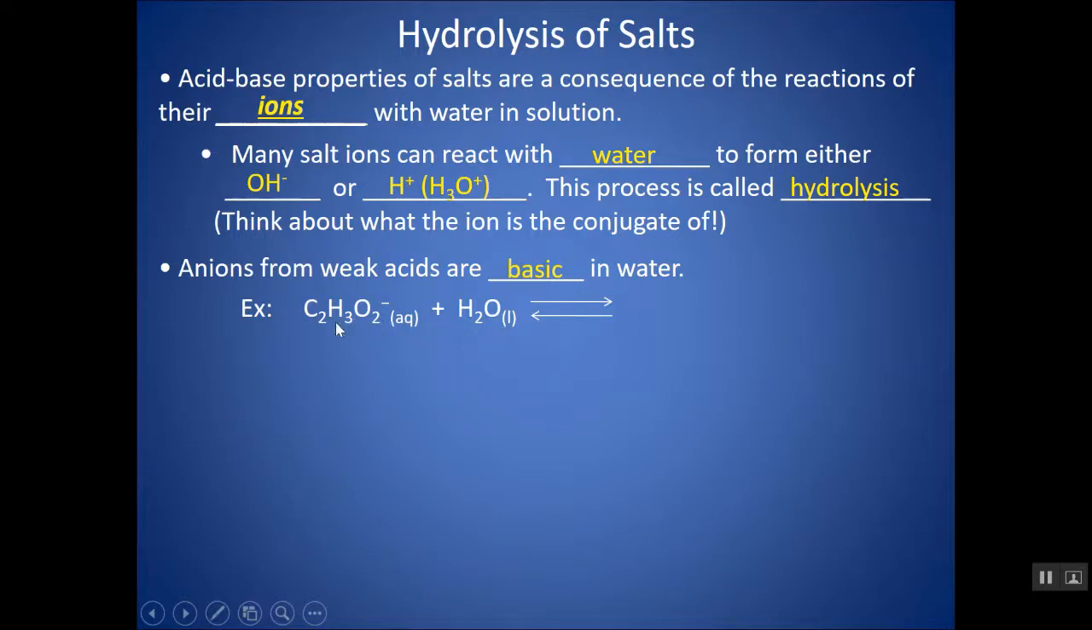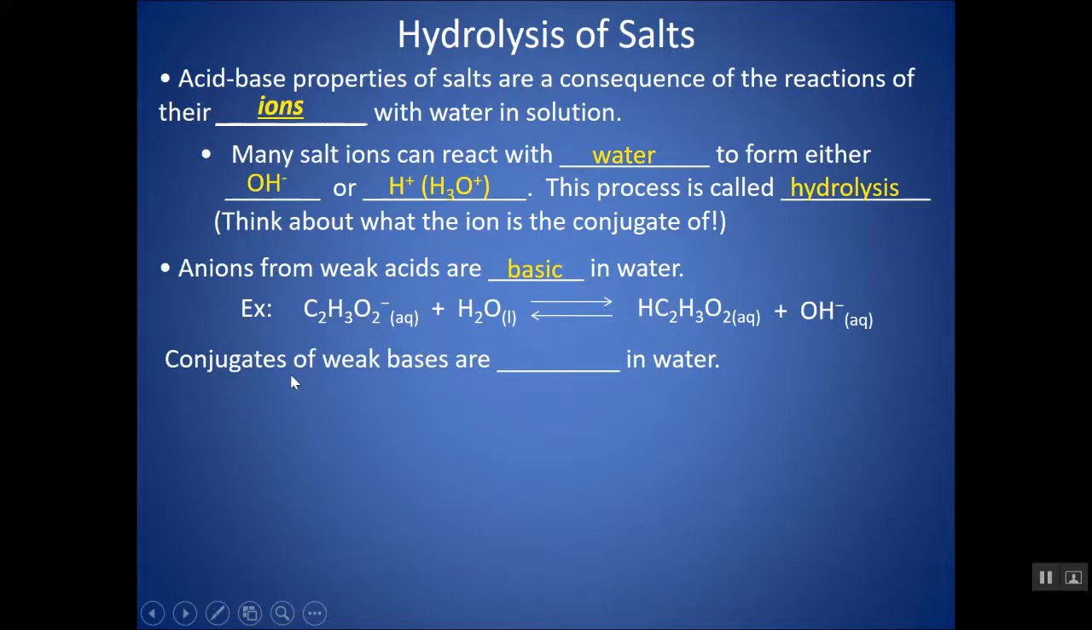If this is acting as a base, it'll accept an H from the water and turn into its conjugate acid, acetic acid. And H2O would be acting as an acid. It would donate an H+ and turn into hydroxide. That's how you get hydroxide in solution. That's how you get this acting as a base. And this should look really familiar because we've been writing ionization reactions for acids and bases before. You're just finding the ion that's acting as a base in this situation and making it react with water to show it acting as a base.